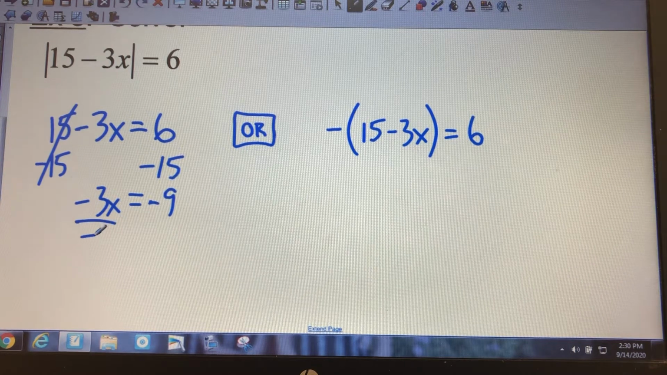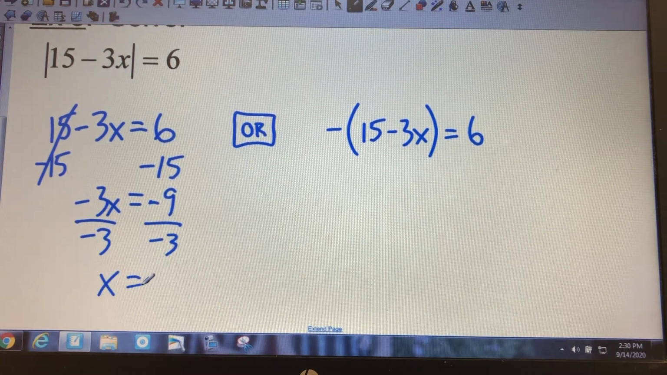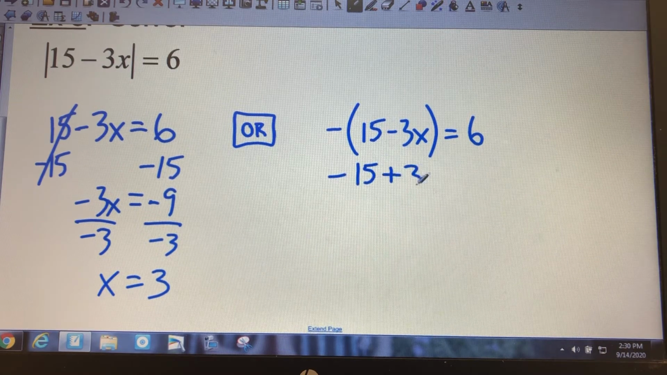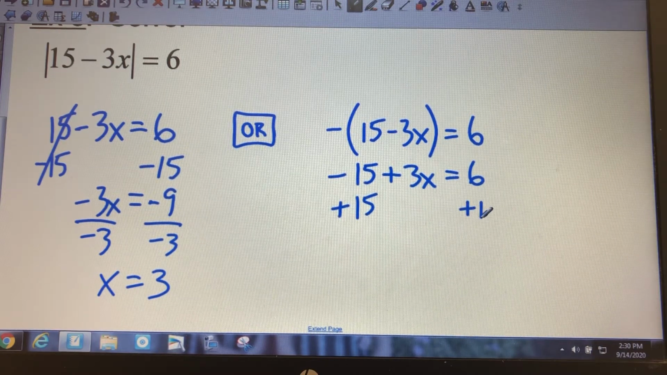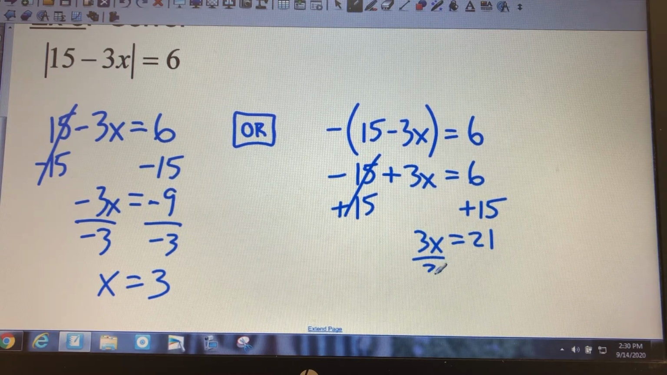Divide by -3. Okay, so there's one possible answer. Here we need to distribute the minus sign all the way through. Get your x by itself, so we're going to add 15 to both sides and divide by 3. So here's our two possible answers.